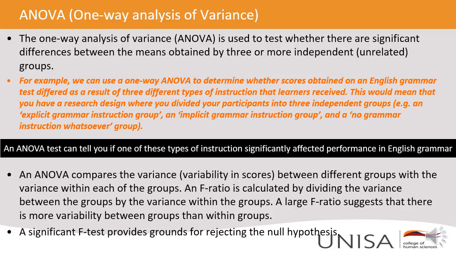An ANOVA compares the variance, which is the variability in scores, between different groups with the variance within each of the groups. An F ratio is calculated by dividing the variance between the groups by the variance within the groups. A large F ratio suggests that there is more variability between groups than within groups. A significant F test provides grounds for rejecting the null hypothesis that groups are the same.